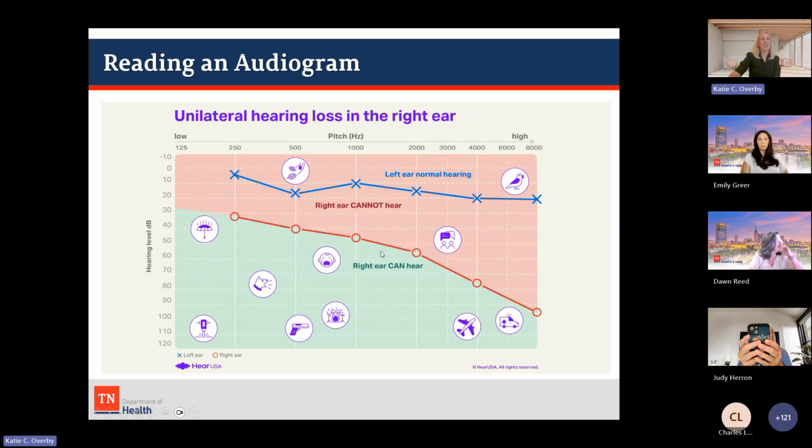And so anything above the line, they cannot hear. Anything below the line, they can hear. So if a parent were to hand you an audiogram and say, I can't make heads or tails of this, at least you could say, oh, they can't hear this, they can hear this. So you can kind of like fold the audiogram over to the back of it. And that is a very, very quick explanation of a hearing loss, and it is not technical.